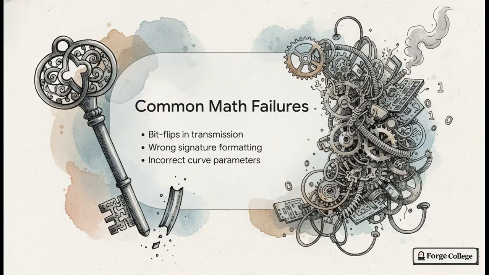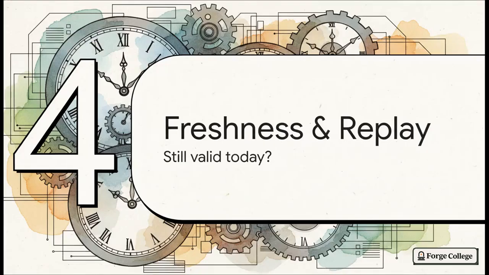But here's a fun fact. When the math fails here, surprisingly, it is rarely some master hacker in a hoodie trying to break into the network. It's usually just a mundane typo. A bit flipped during transmission, someone confusing DER encoding with raw bytes, or a dev just using the wrong curve parameters.